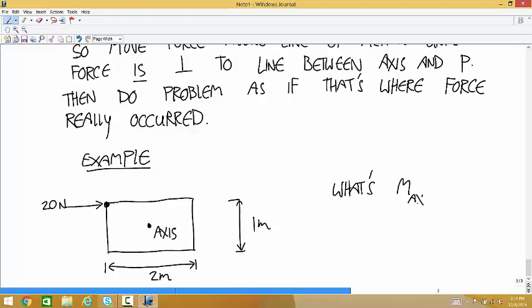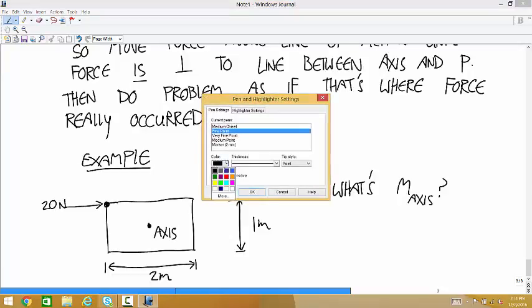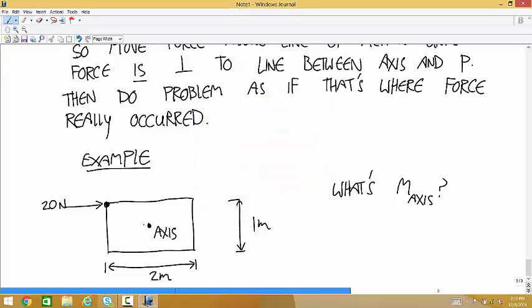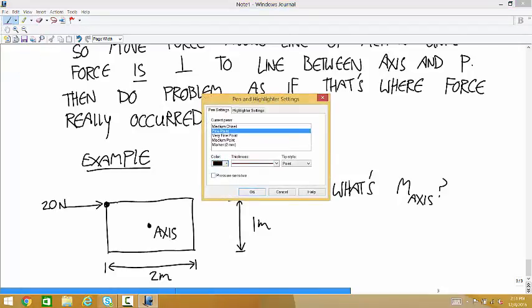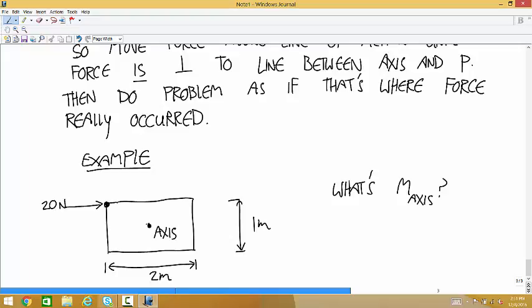What's the moment applied about that axis? All right, well, first, if you draw a line between the axis and where the force is applied, you can see it's not perpendicular to the force. So we can't do this problem by measuring this distance. Okay?